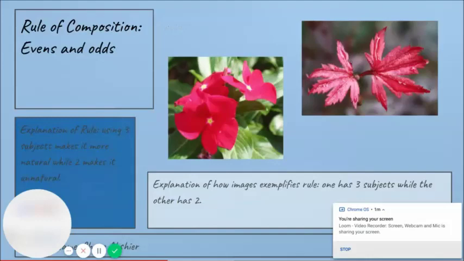This rule is evens and odds. Using 3 subjects makes it more natural, while 2 makes it unnatural. This image exemplifies the rule because the flowers have 3 subjects and the leaves have 2.